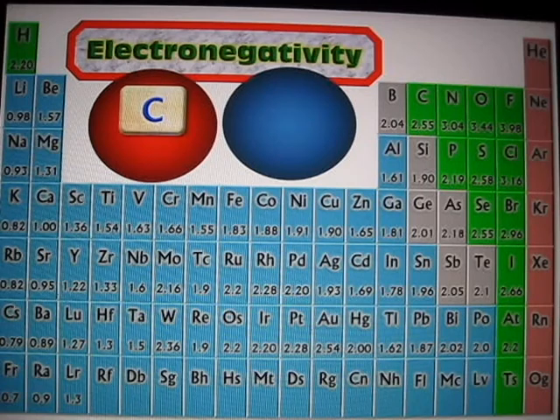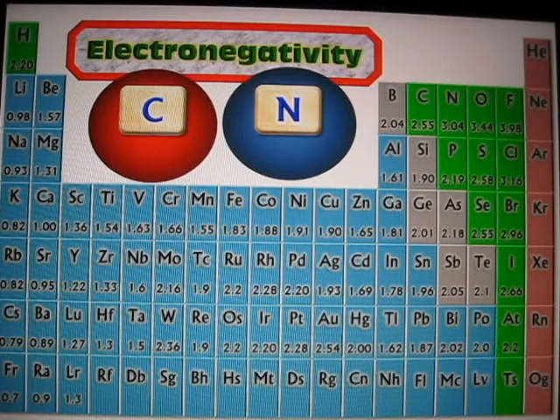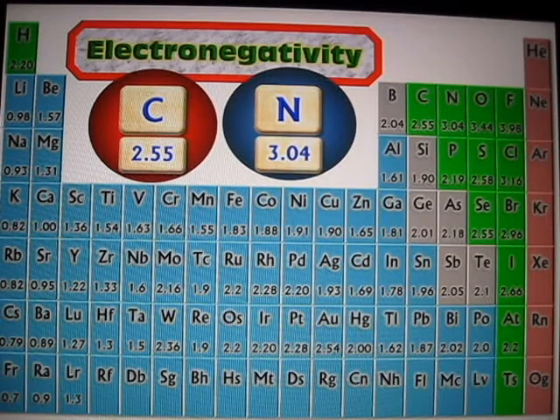So what about between carbon and nitrogen? This is not a bond you want to have around you because I don't know if you realize this, but carbon bonded to nitrogen, well, that is cyanide. Cyanide is a poison. So anyway, cyanide, carbon has 2.55. Nitrogen has an electronegativity of 3.04. So 3.04 minus 2.55 gives you 0.49. Ooh, that's so close.